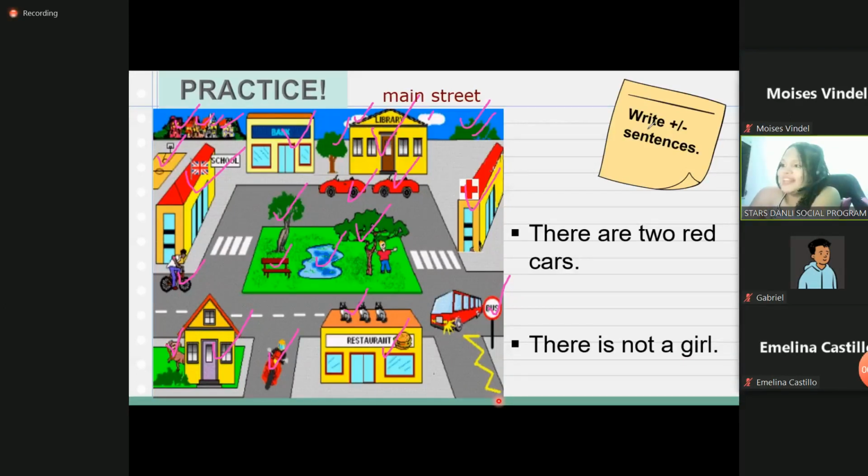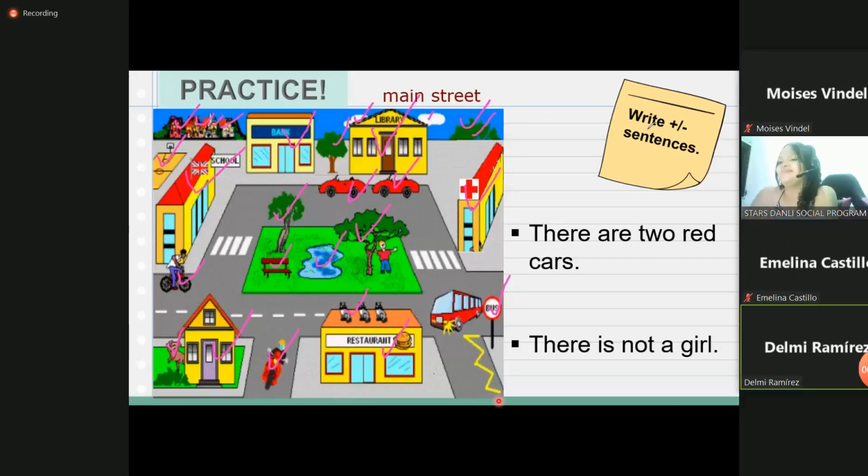Let's continue with Delmi. There are 3 people. Excellent. So there are 3 people. 1, 2, and 3. Now, Cecia. No, Astrid. No, Angelica. Do you have Angelica, Astrid, Cecia? No? Okay, Ada.